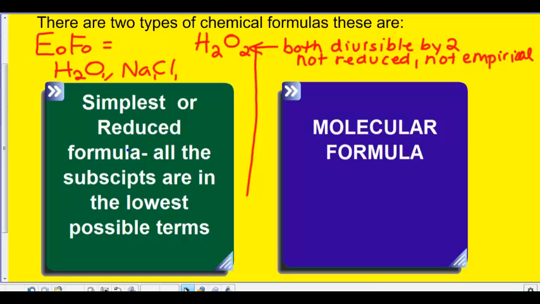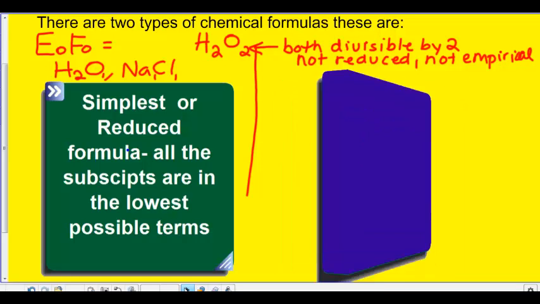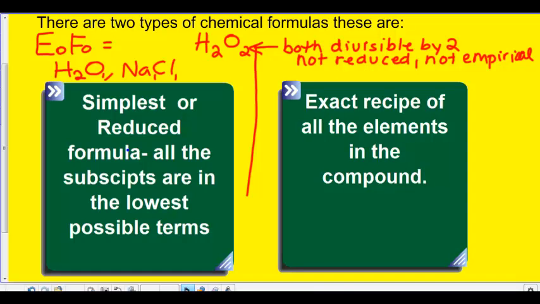It's a molecular formula. A molecular formula is officially defined as the exact recipe of all the elements in the compound. It's how you would make the compound, okay? So this hydrogen peroxide is an example of a molecular formula. And if I abbreviate empirical formulas EOFOs, I abbreviate molecular formulas MOFOs. They are the exact recipe of how you make the compound. In order to make hydrogen peroxide, you need 2 hydrogens and 2 oxygens. These subscripts are not reduced as much as possible, though they can be.